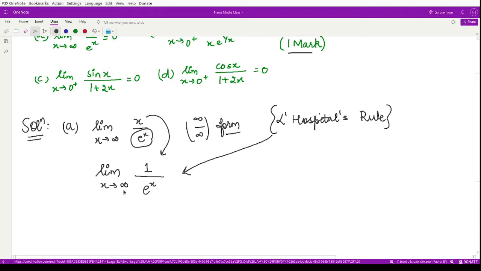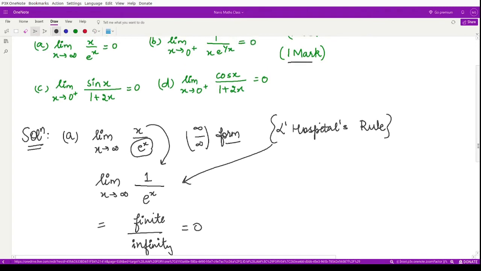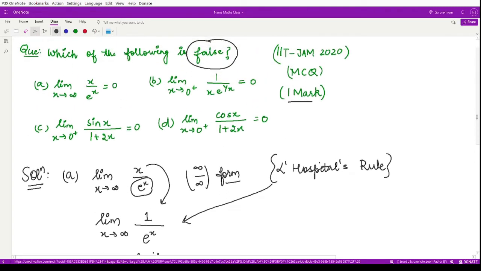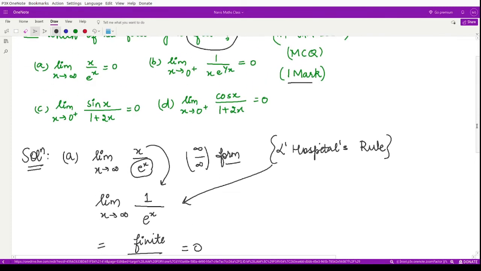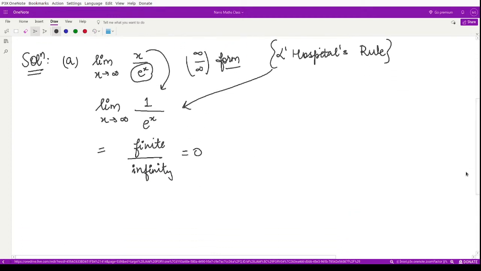So now if you substitute the limit here, what do you obtain? 1 by e to the power infinity, and e to the power infinity is infinity. So some finite quantity divided by infinity. What is that? That is equal to 0 simply. So here option A is true, but we are looking for the option which is false. So this is obviously not our answer. Now let's move on to our second option.